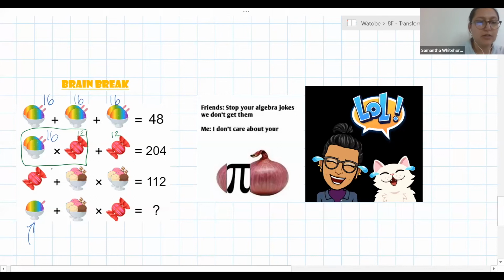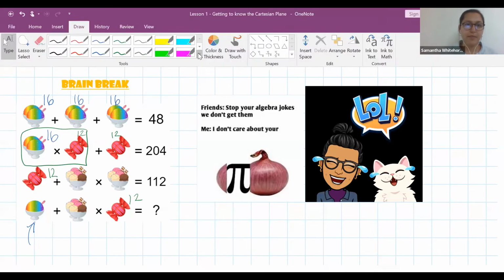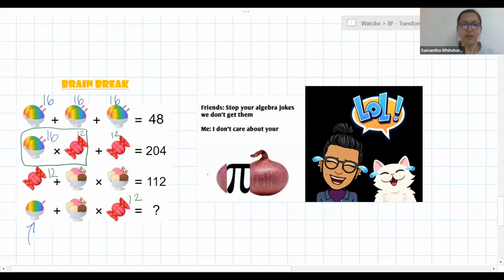Okay, so now we know our sweets are 12. There are 2 sweets there, but I don't have to stress because in the last one, there's also 2 sweets. So I don't need to worry about what one sweet represents. Okay, so we've got another ice cream here. That's the last one we have to get a value for. Again, remember that order of operations going on there. Have a look at what you've been given.